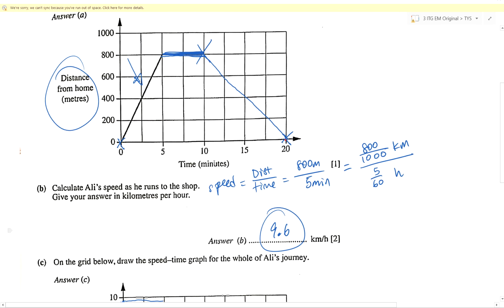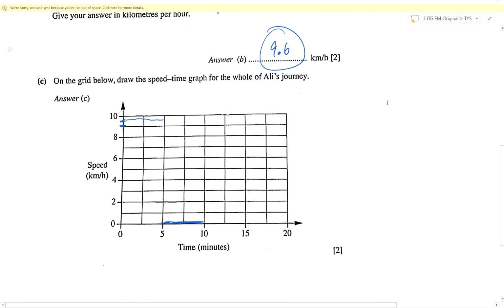Do the same calculation for the gradient over here. Okay, you will notice that the gradient is negative. In fact, it is negative 4.8 gradient. The units will be kilometers per hour. So this means that he is going in the other direction. This gradient refers to our velocity, but they want speed. So we just take the magnitude of 4.8 kilometers per hour. This is 4.8. And that's it. Okay?